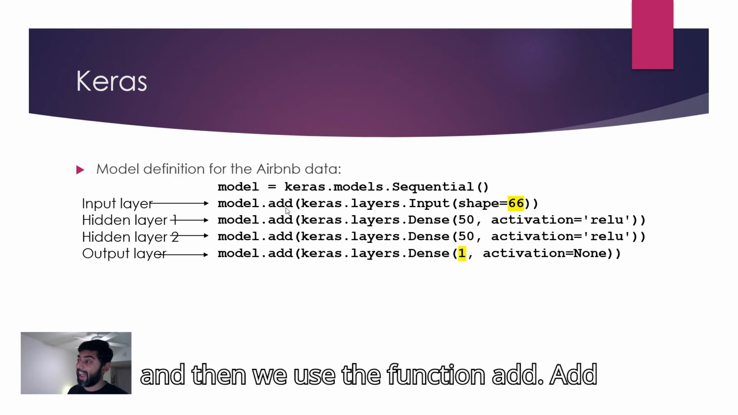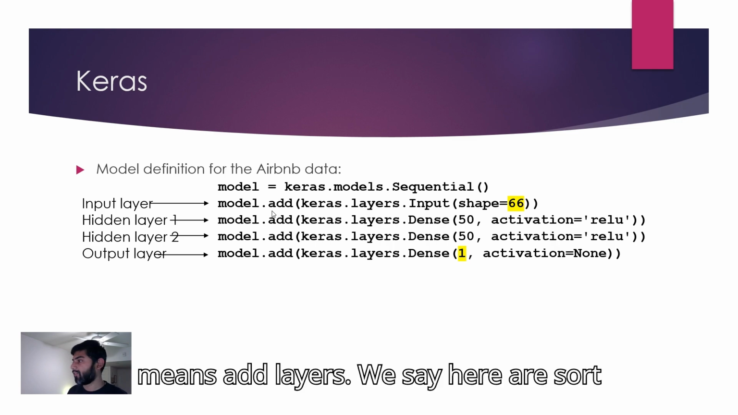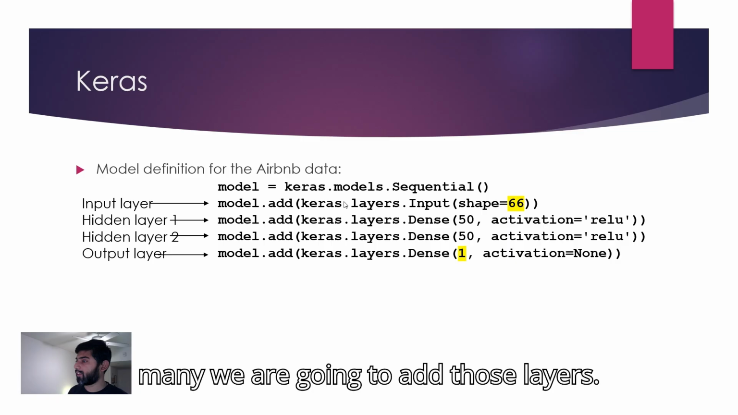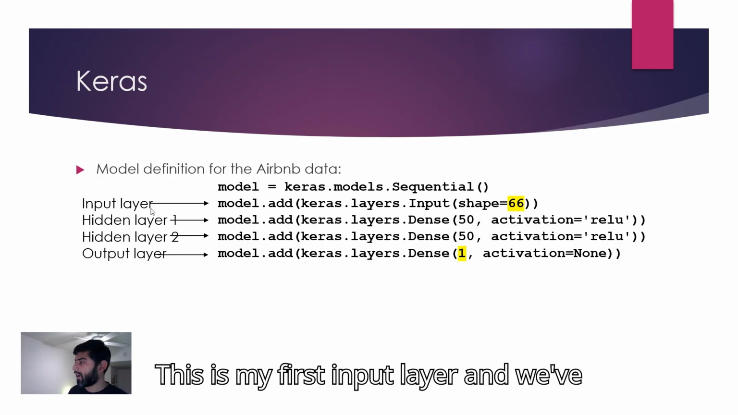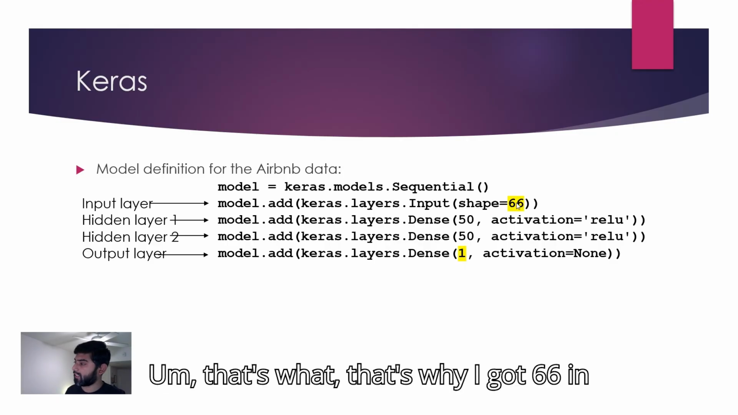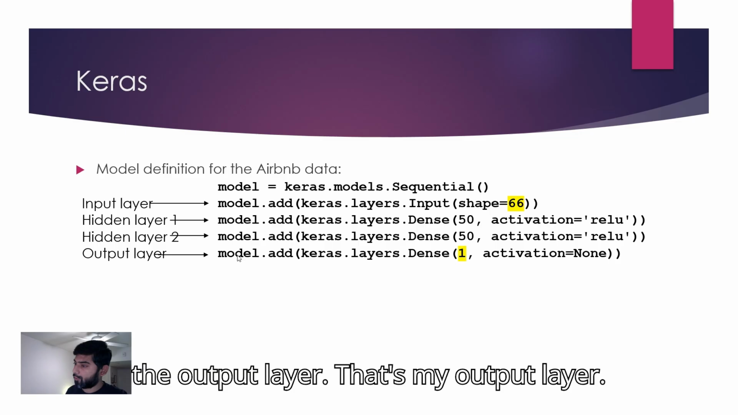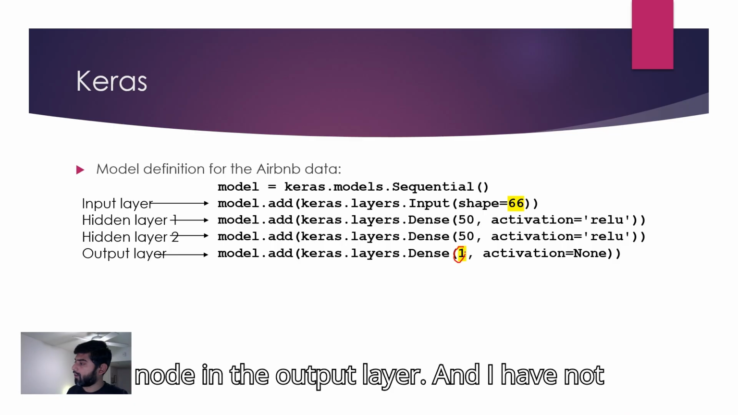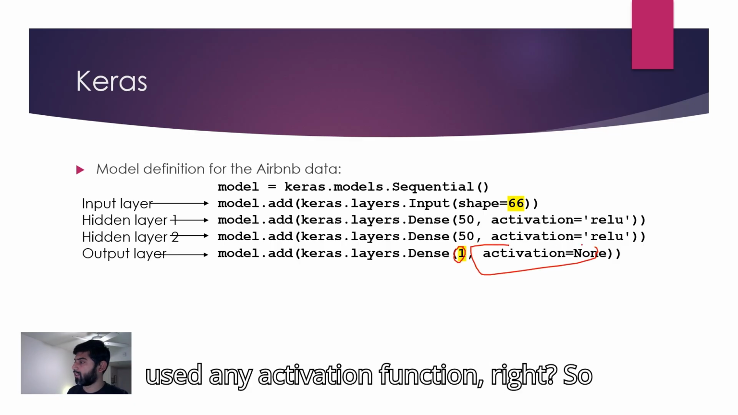And then we use the function add. Add means add layers. We say Keras.layers. That's what we are adding. How many? We are going to add those layers. This is my first input layer, and we got 66 columns in the input layer. So that's why I got 66 here. That's my output layer. I got one column, or one output, or one node in the output layer, and I've not used any activation function, right?